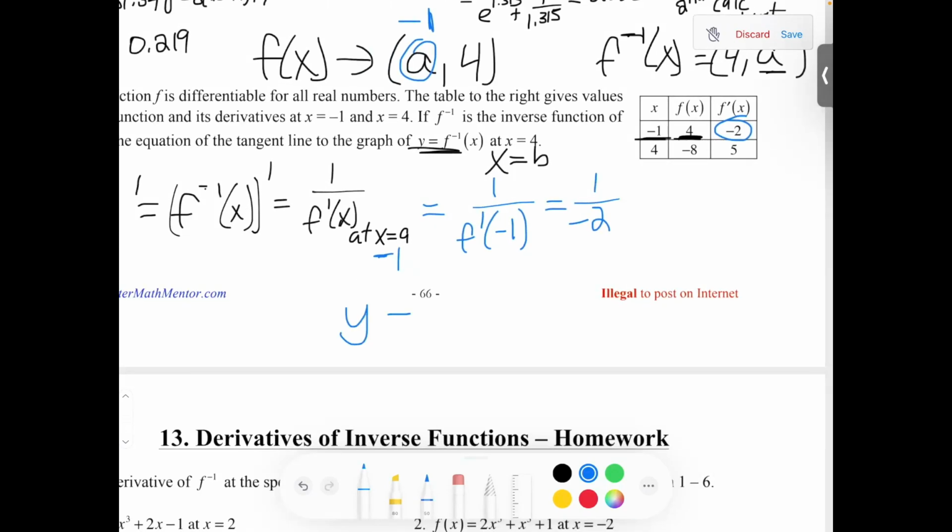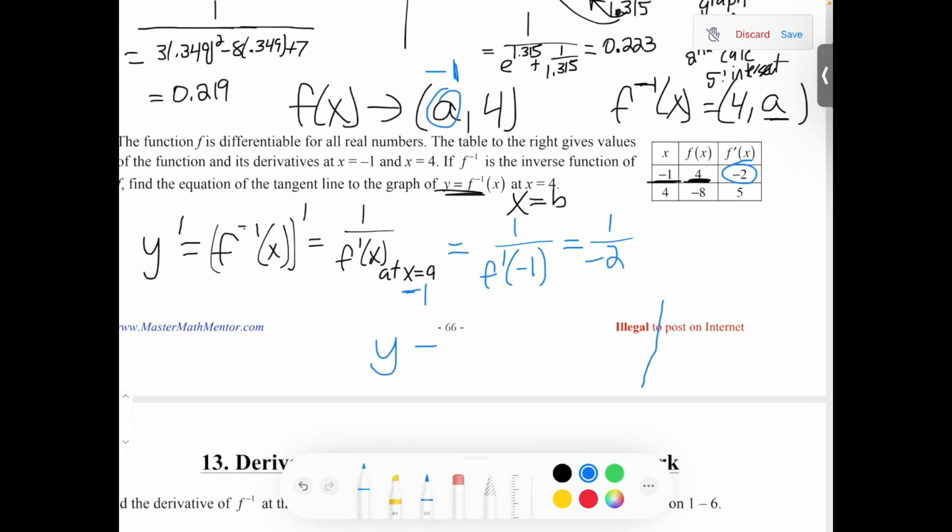The equation would be y minus the y value. So what would the y value be? The y value would actually be, we got this 4 comma a would be 4 comma -1. So this is our x1, y1, because we're using the inverse. So y minus -1 is equal to the slope. The slope is -1/2 times x minus the x value, which is 4. And we could solve for y if we needed to in that case, but I'm fairly certain that all of you would be able to solve for y.